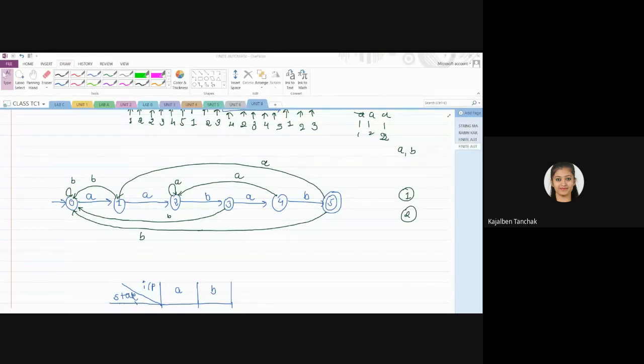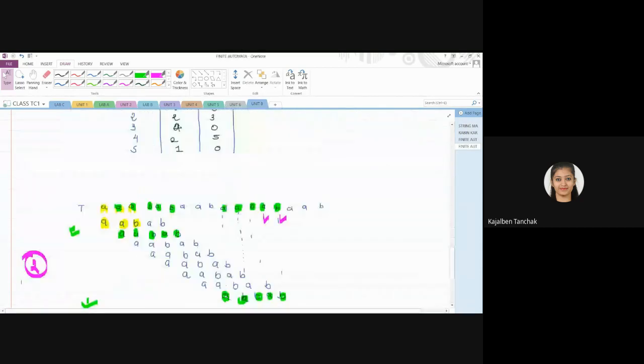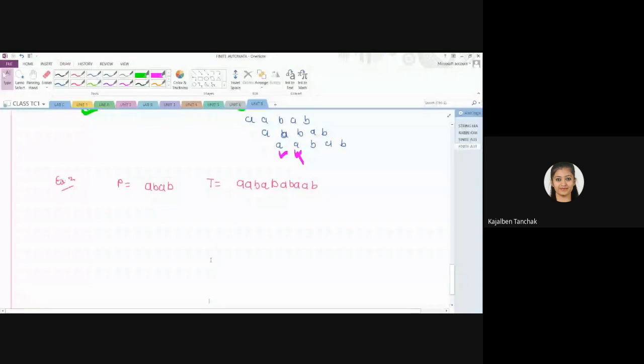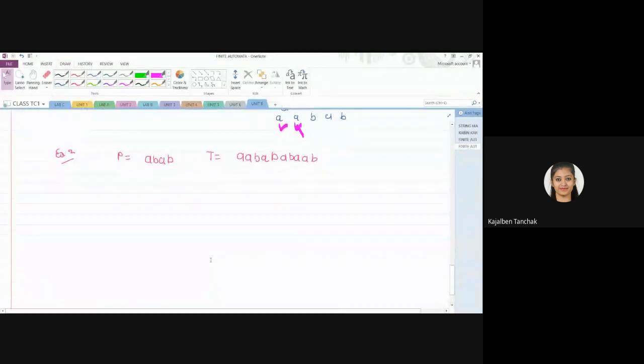So this is the second example. You have to try it by yourself. Okay, note down this pattern and text and try to complete it at your home. Okay. So everyone please note it down. This example you have to solve by yourself.